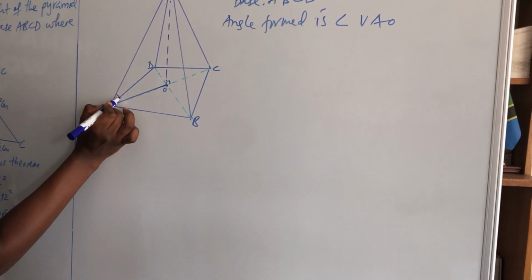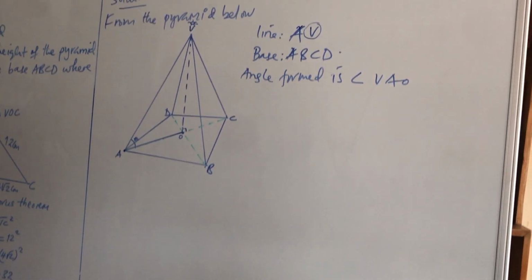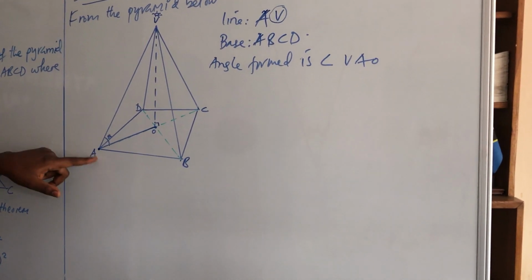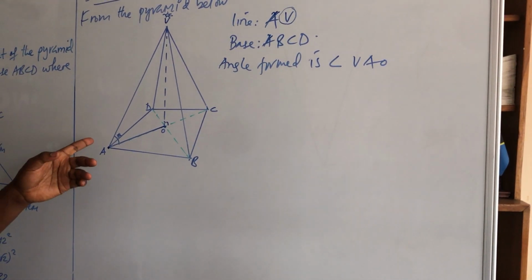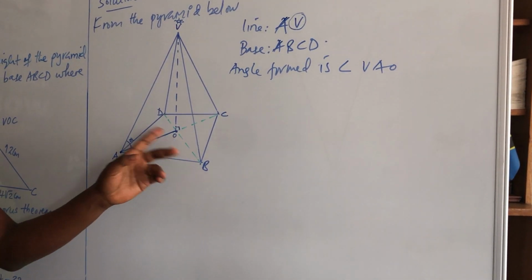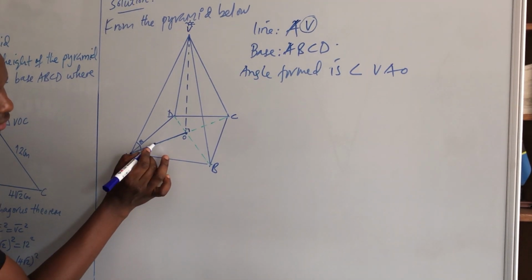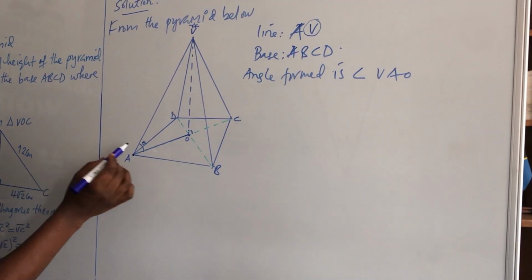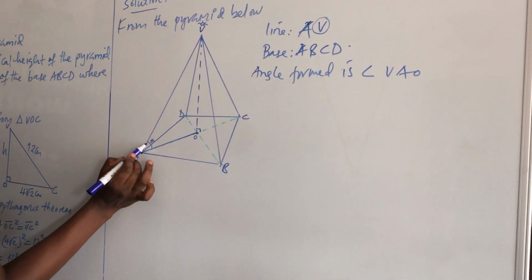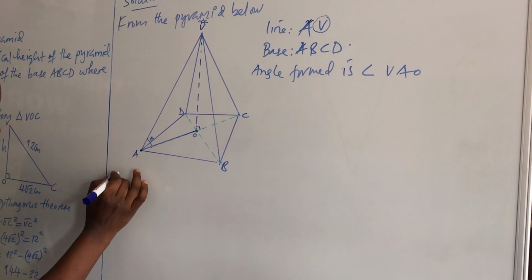The angle is here. And now, by definition of the angle between a line and the plane, the angle that is formed between the line itself, the line AV, and its projection on the plane. Its projection is AO on the plane ABCD, as you can see here. So this is just the projection of the line AV, and the line itself is AV. So the angle is between the two lines, this and that one.